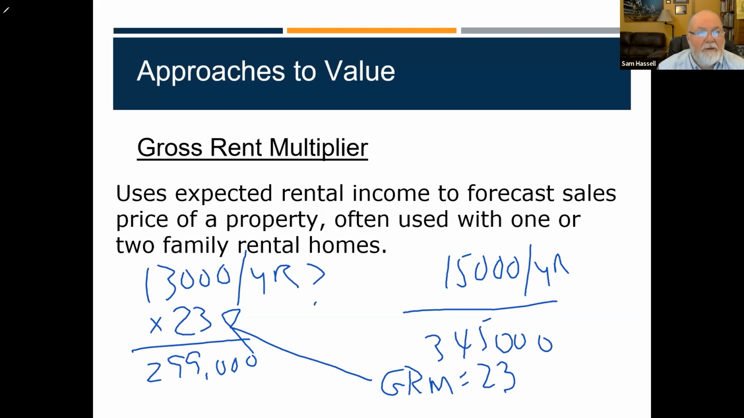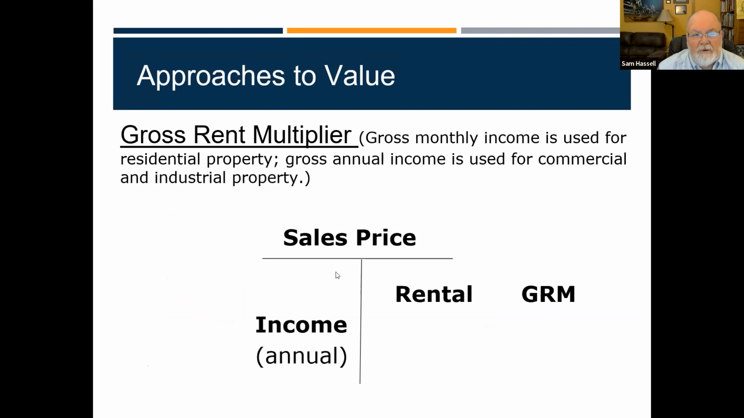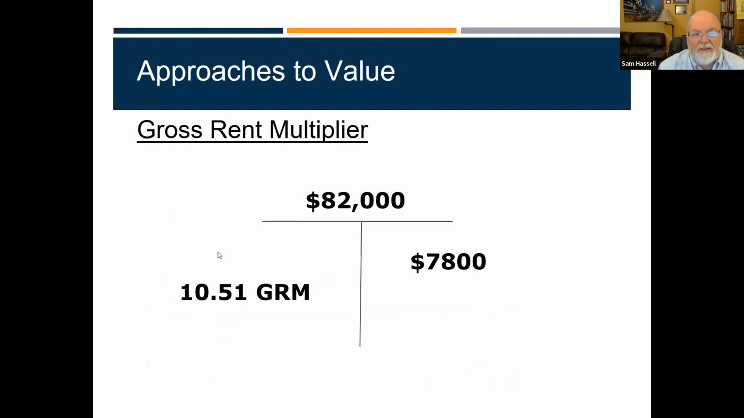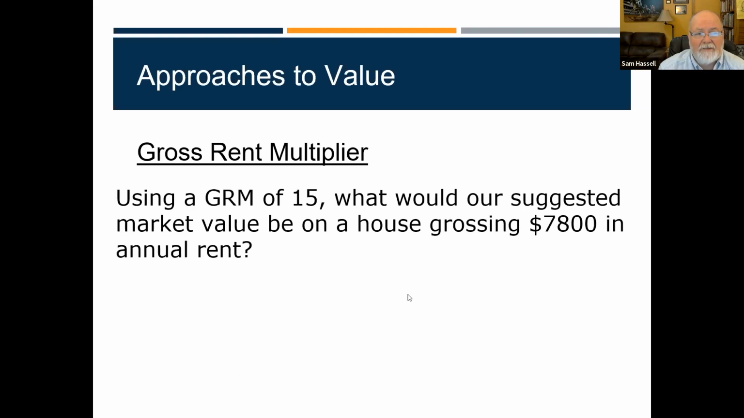Gross rent multiplier. So we just did what we were just talking about, right? Our annual income divided by the sales price is going to give us our gross rent multiplier. If we have an annual rent of 7,800 and a sales price of 82,000, our gross rent multiplier is going to be what? 10.51. We're just going to divide them out. That's all we're going to do. And then we'll go back and use it.